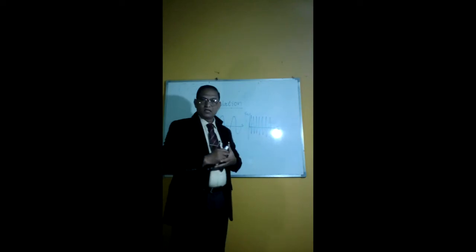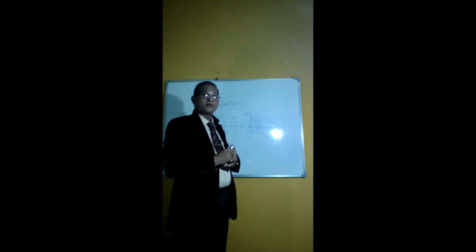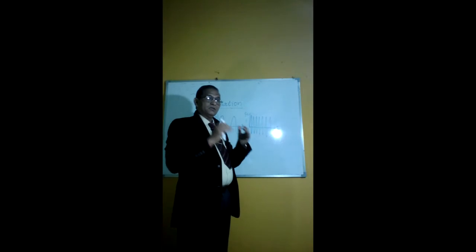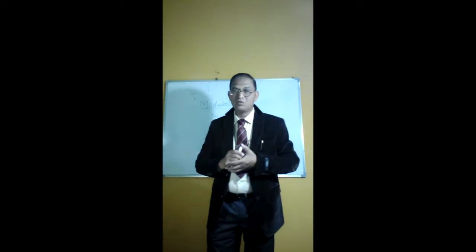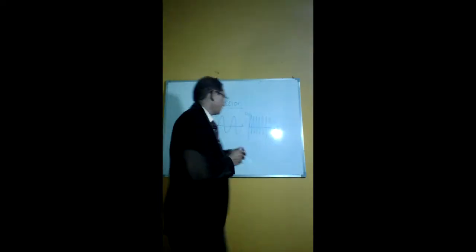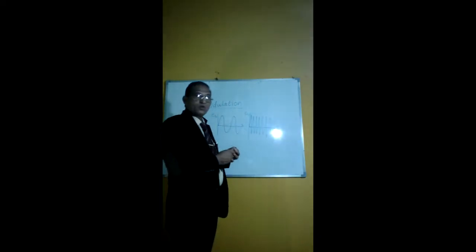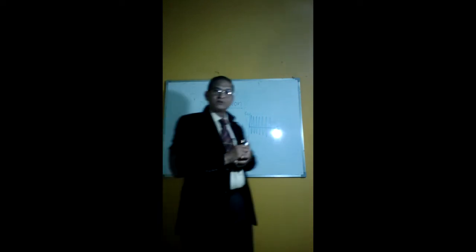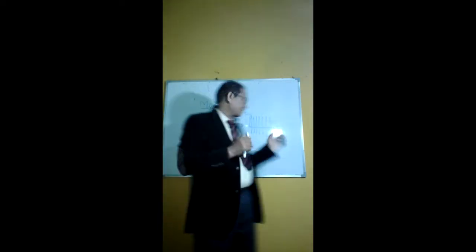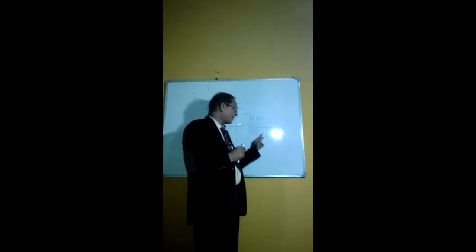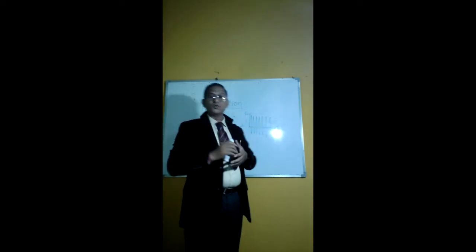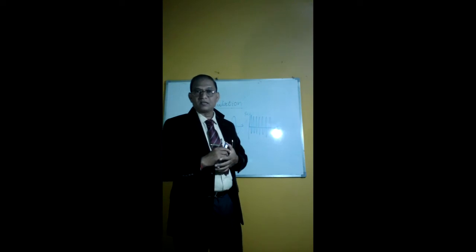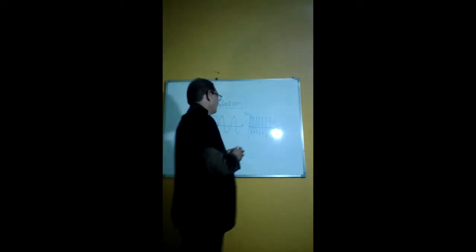That process is called modulation, and the device which is used to do so is called a modulator. Okay, modulation and modulator. Modulation is a process in which some characteristics of the carrier wave are changed in accordance with the signal wave, and the circuit which is used to do so is called a modulator. Okay.